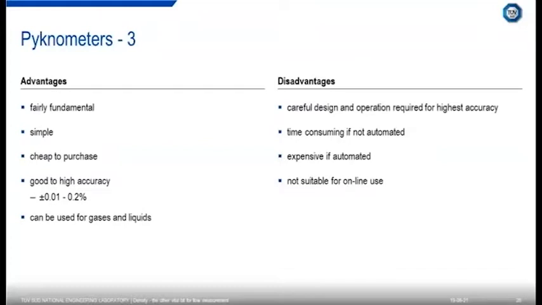Disadvantages, again, careful design and operation are required. They are time-consuming if not automated. They can be automated, but it's fairly difficult and therefore expensive. And again, they're not suitable for online use. Pressure pyknometers are really sampling because you're then making the measurement offline. It's not an online measurement technique.